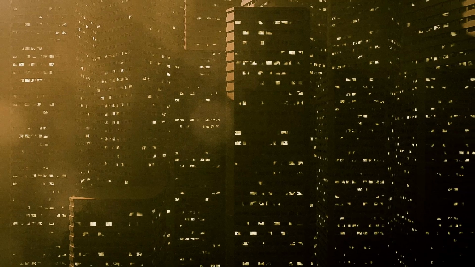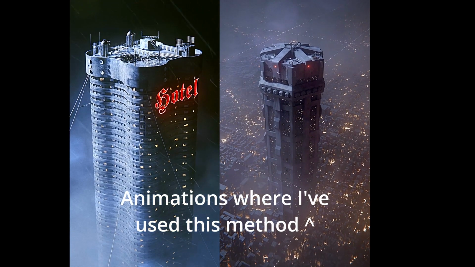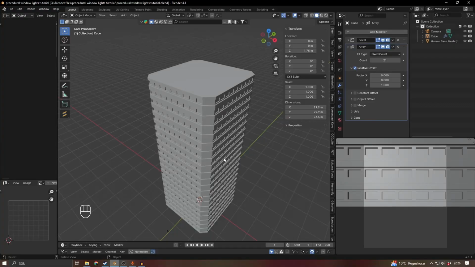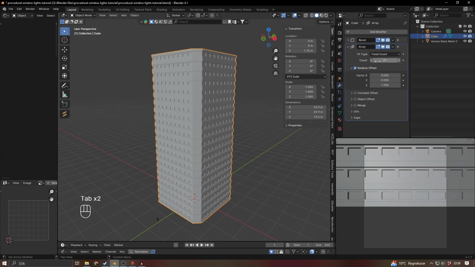Hey, what's up? In this video, I want to show you how to make procedural window lights in Blender. It's a really easy method, it's fast to render, and it looks pretty good. I've made a simple building here. It's just one floor that I've copied with an array modifier on the Z-axis.